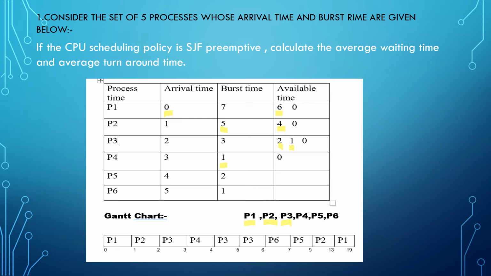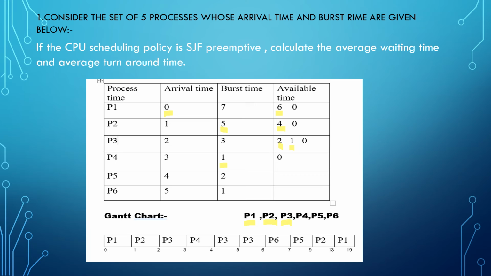So again, if we compare P3, P2 and P1, we'll see the lowest time available is P3. So again, we'll execute the process P3. After adding 1 to it, we'll get the answer 6, and the available time for P3 will be 0. So the P3 process is also completed.